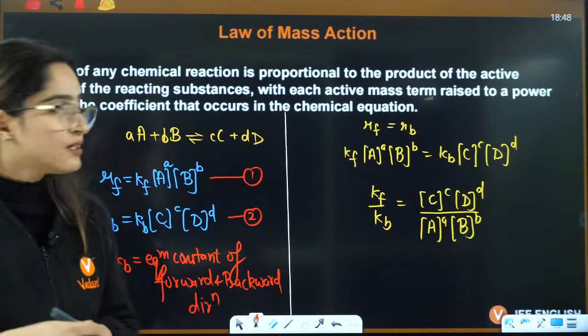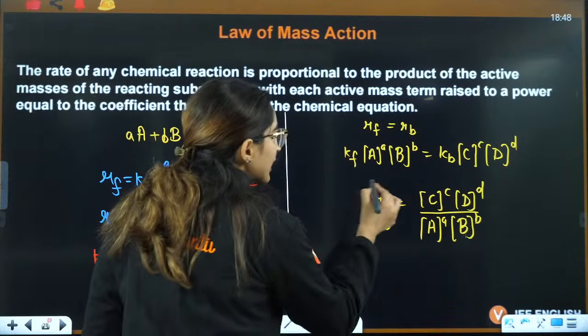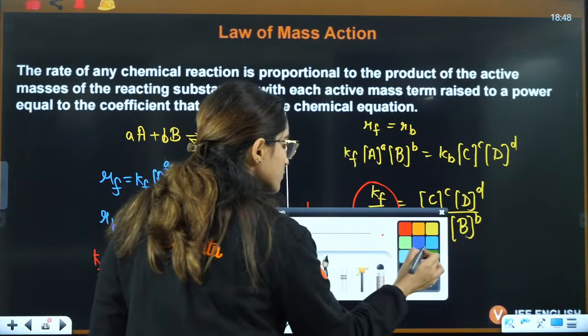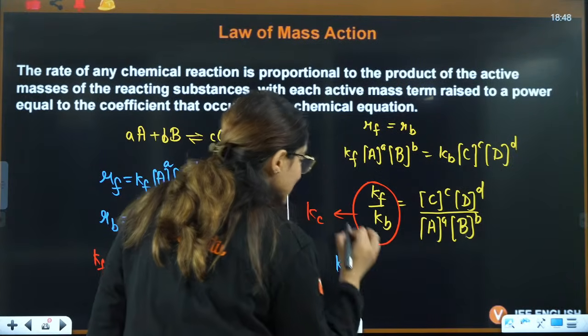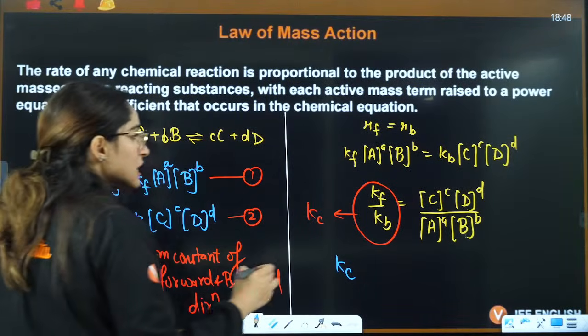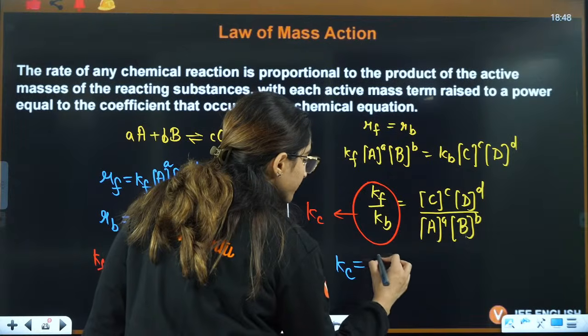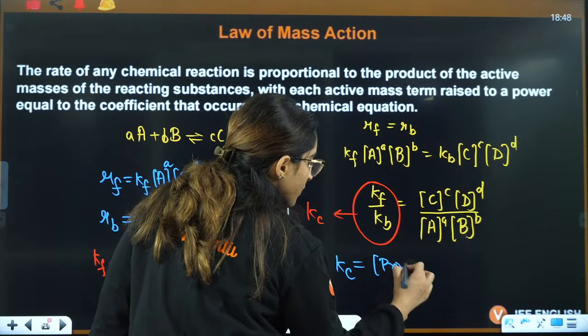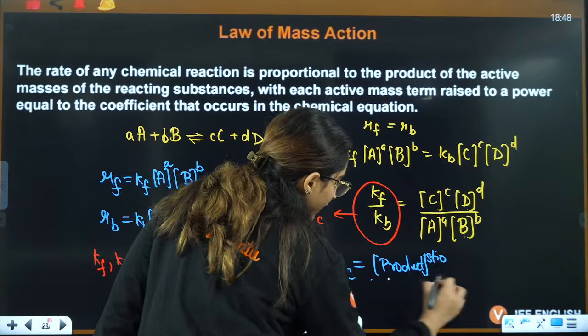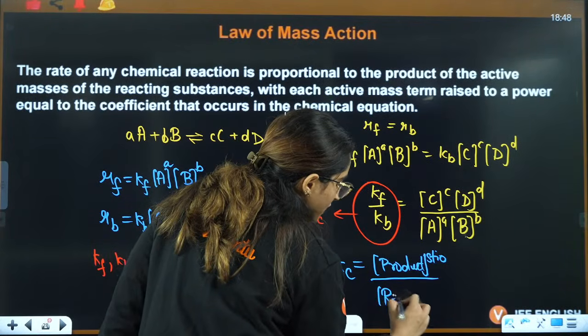What has happened? So Kf by Kb is nothing but Kc. So we can see from here that Kc, the overall equilibrium constant of the reaction, is equal to the product of concentrations raised to power stoichiometry, divided by the reactants raised to power stoichiometry.